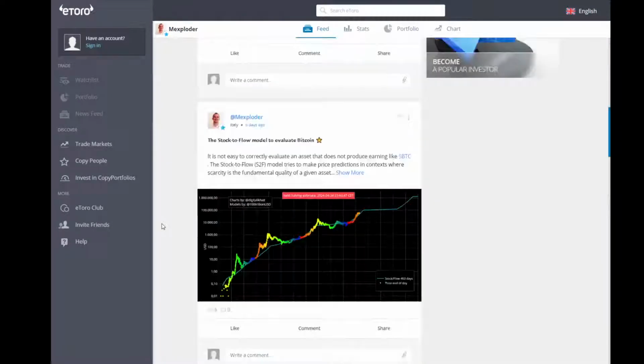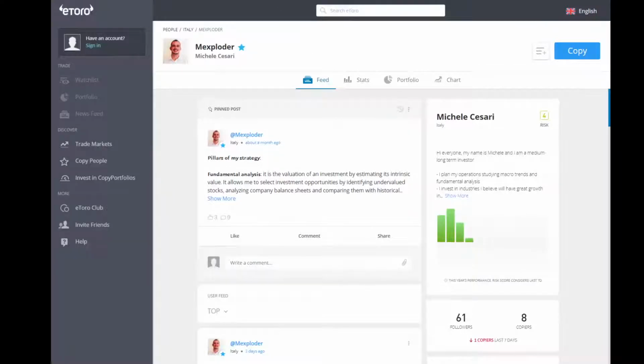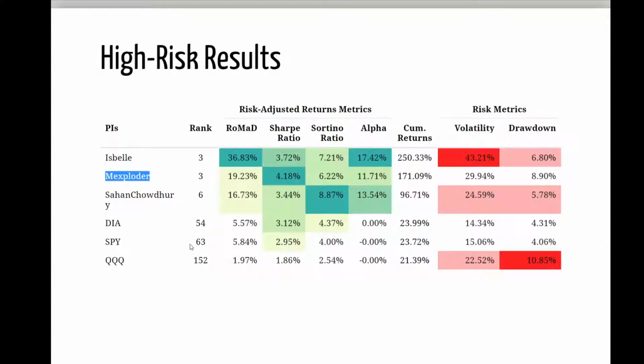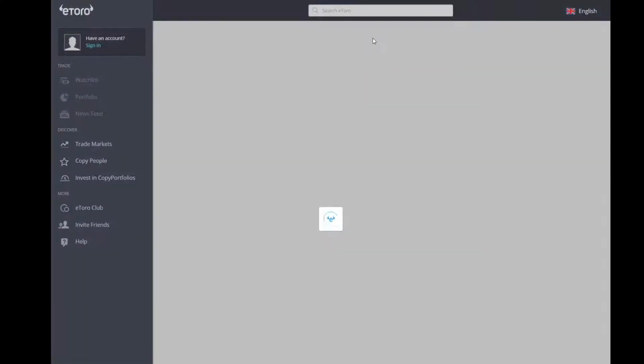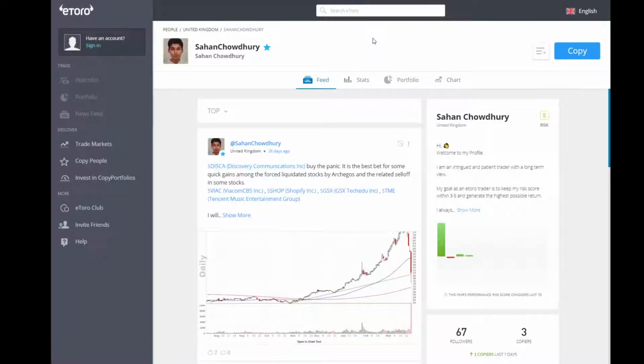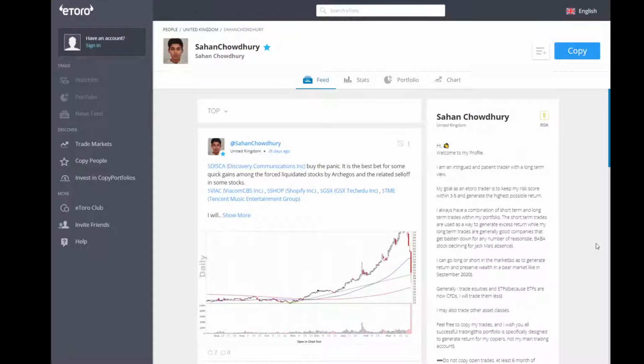Okay, so done here. Let's look at the last person who seems to have popped. I think this is the third time I've seen him in the list, so he must be doing something special. So SahanChowdhury, let's read his bio. He says, I am an intrigued and patient trader with a long-term view. That's interesting. My goal as an eToro trader is to keep my risk score within 3 to 5 and generate the highest possible return. Okay.